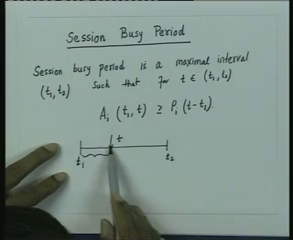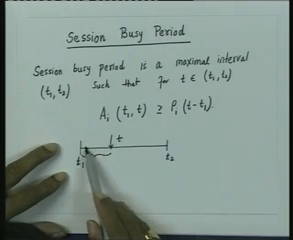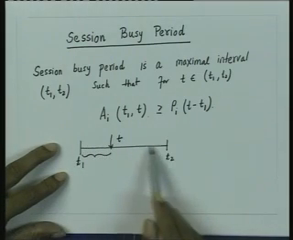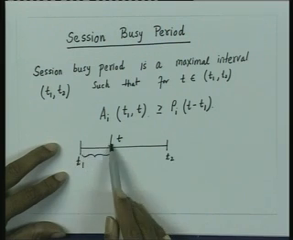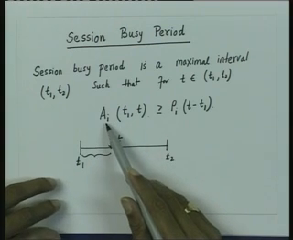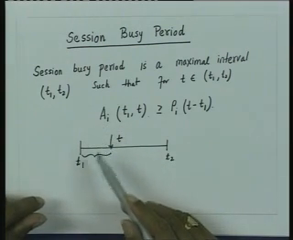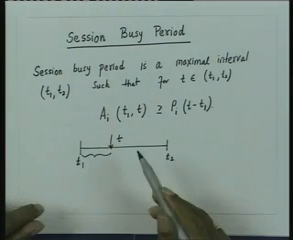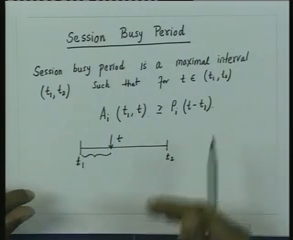Now during this interval, if this relationship is true, then this session is backlogged, and obviously if this relationship is true over this interval t1 to t2, then we say that the session is in a busy period. This is called a session's busy period.